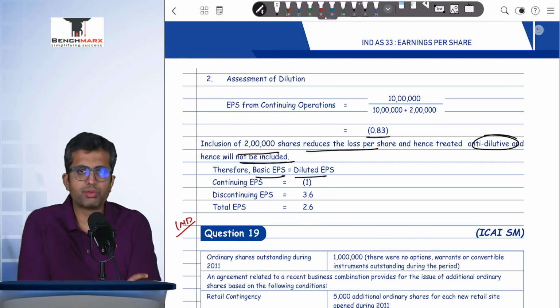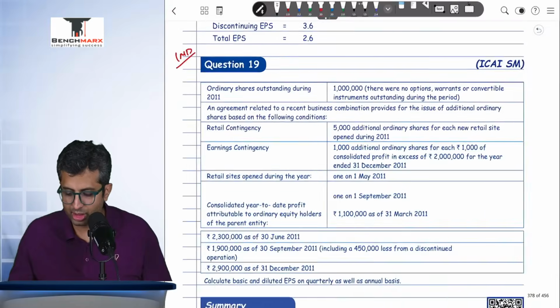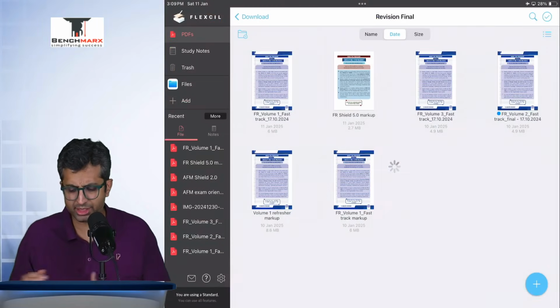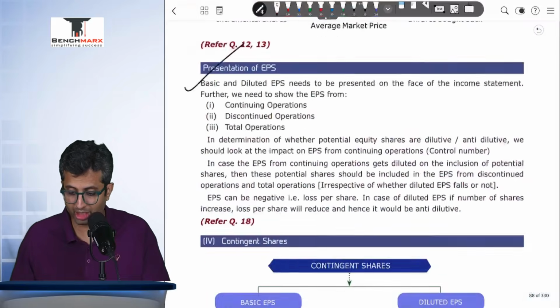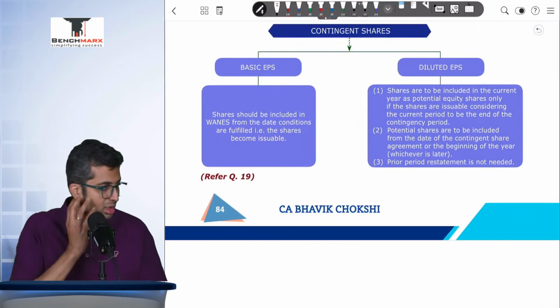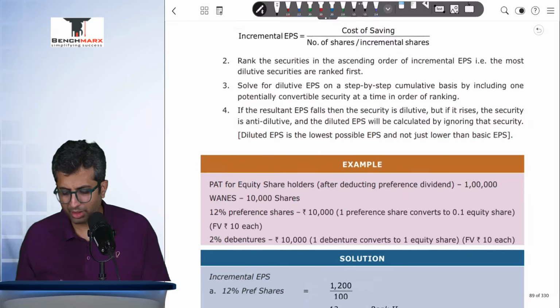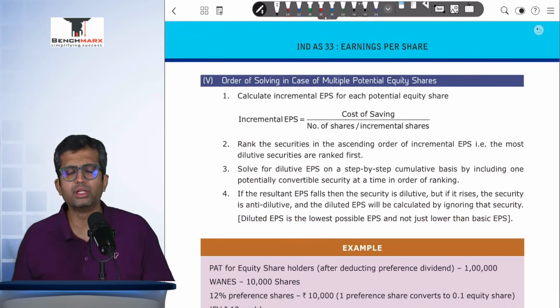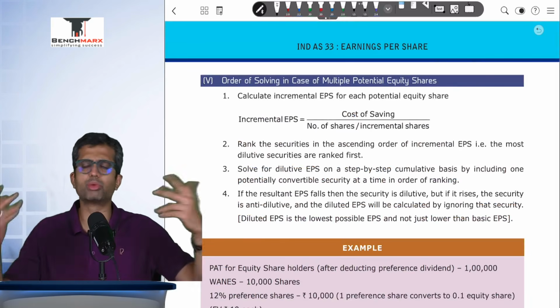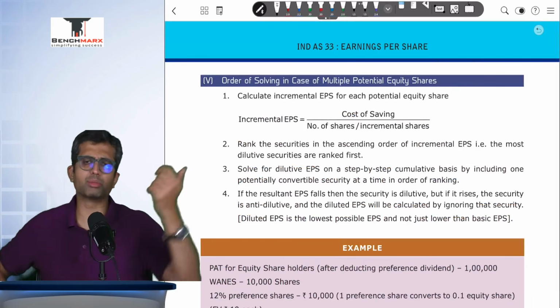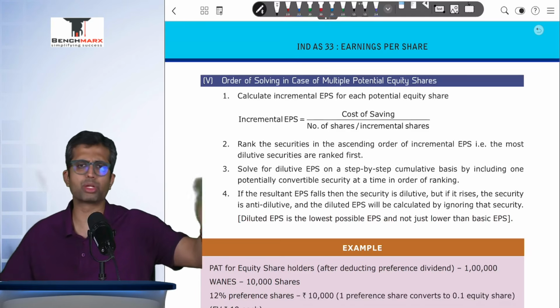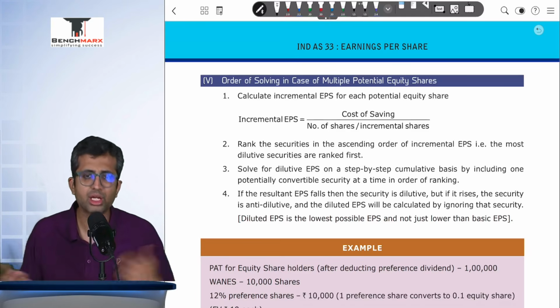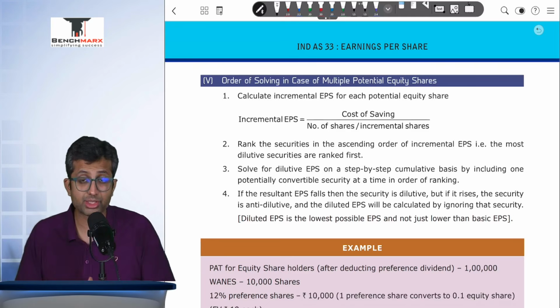So over here we will go to the next part, which is a special case involving multiple potential equity shares. If there are multiple potential equity shares, how does it matter? We can take them directly into the numerator and denominator. For every item, whatever is the cost saving goes in the numerator, and whatever the increase in number of shares goes in the denominator, and that's it. Boom, you will get the diluted EPS. Now, that is not a foolproof strategy.